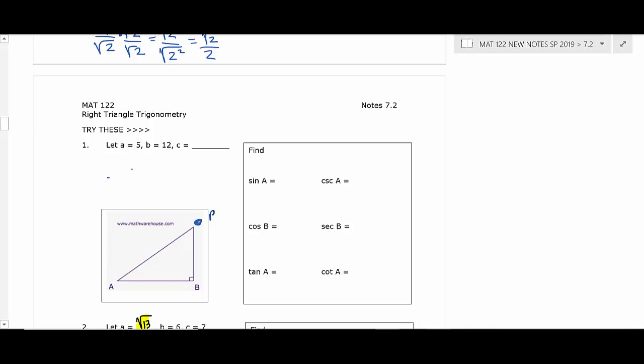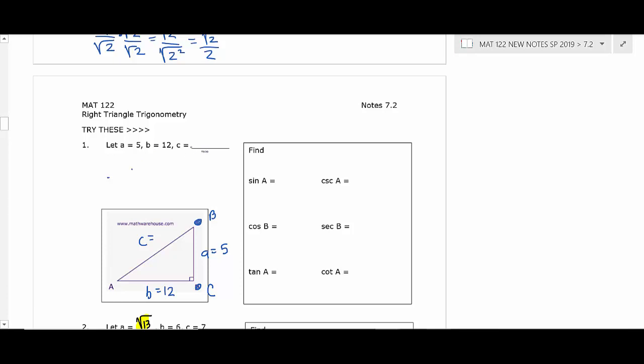That was intended to be B. That was intended to be C. And then this side would be A. So A is 5. The side opposite B would be B, so that's 12. And then that would be C. So that was the intention. I should have caught that as I was going through that.